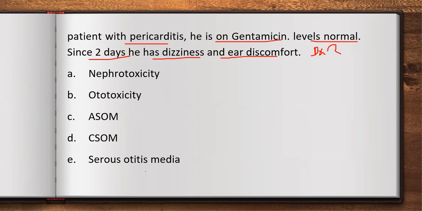Nephrotoxicity, ototoxicity, ASOM, CSM, serous otitis media. Very common complications of gentamicin are nephrotoxicity and ototoxicity. Now, this patient is on gentamicin and having some ear discomfort and dizziness. Most likely, it's ototoxicity. In case of gentamicin, the ototoxicity that happens is a kind of sensorineural hearing loss, and most of the time it's symmetrical. That means both ears will be affected most of the time in this case.